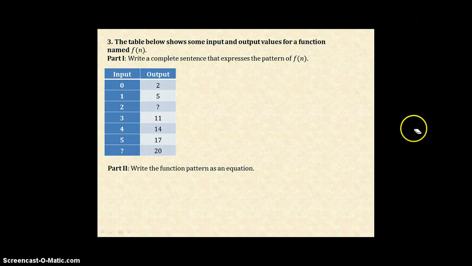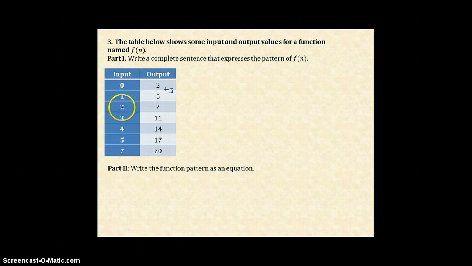So this table shows some input and output values for a function named f of n. And we need to write a complete sentence that expresses the pattern of f of n. So when n is 0, our output is 2. When n is 1, our output is 5. So it went up by 3 here.